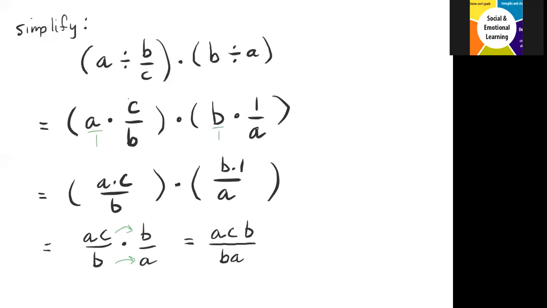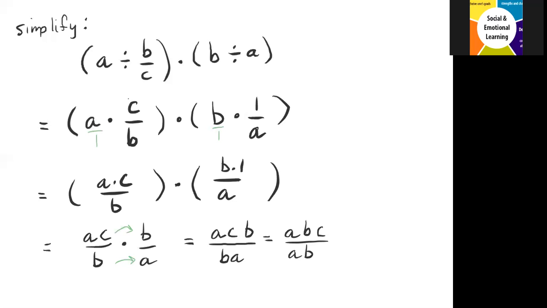But now we have A in the top and we have A in the bottom. So this is like saying we have A, B, C all over A, B, because we can rearrange them. Multiplication is commutative. And what happens when we get A over A and B over B? You can cross them out.